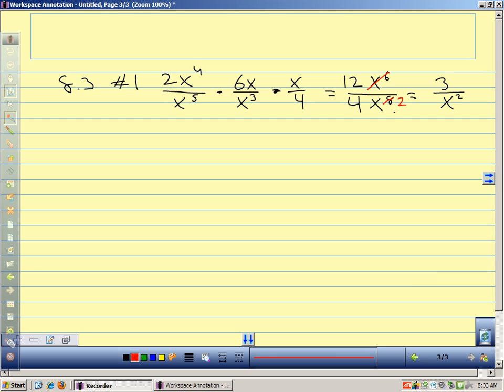Do we want to see another one from the worksheet? Yeah, let's do a couple, at least one from the back where we're adding and subtracting. Anybody want to pick one out? Number 18 on the back.